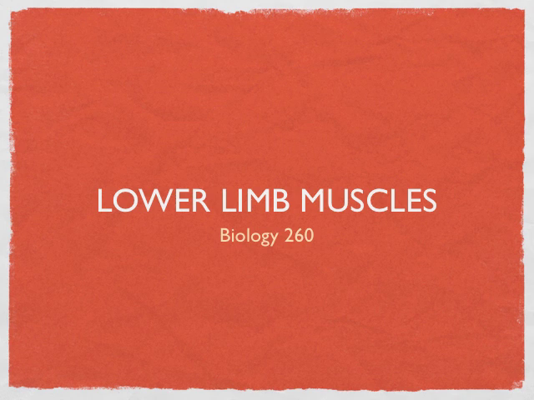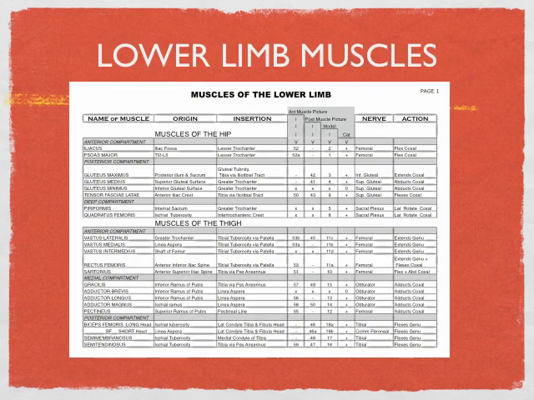Okay, here we go. We're going to talk about the lower limb muscles. And you have a pink handout that shows a list of muscles and their attributes that looks like this. This is page 1, the front page of this. And right away, you see columns of information.